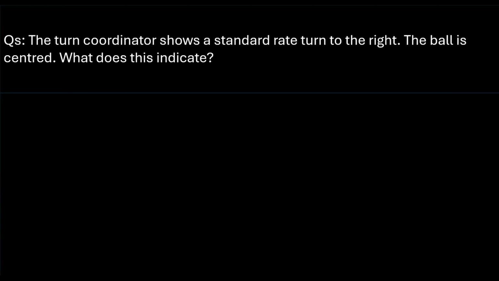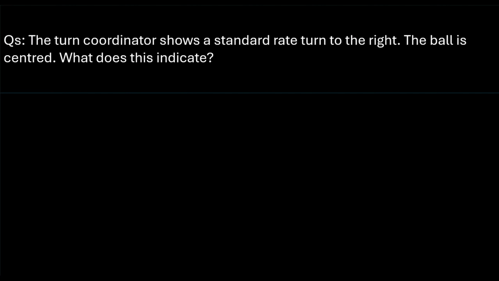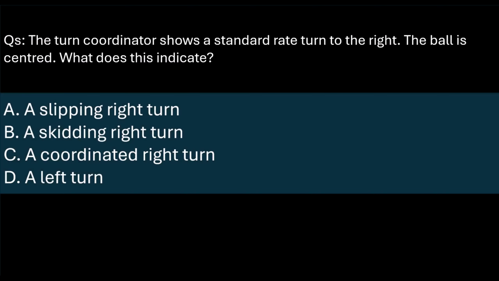So now come to the fifth one. The turn coordinator shows a standard rate turn to the right. The ball is centered. What does this indicate? Option A, a slipping right turn. Option B, a skidding right turn. Option C, a coordinated right turn. Option D, a left turn.